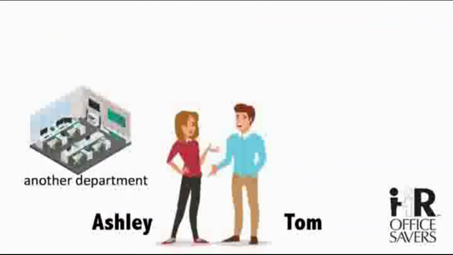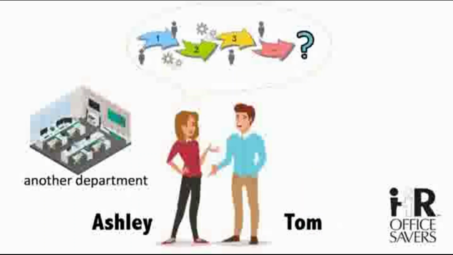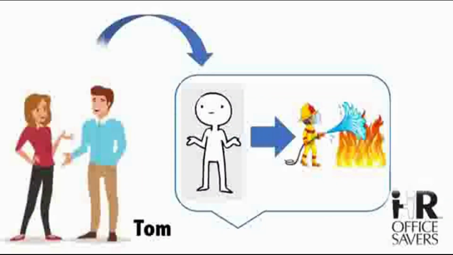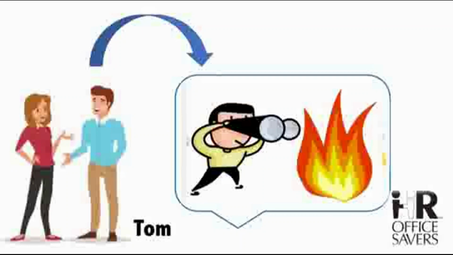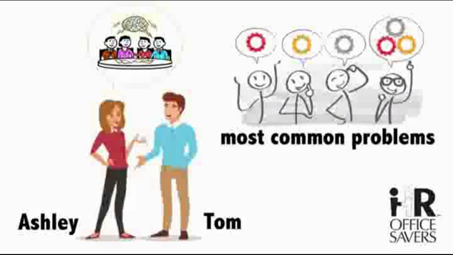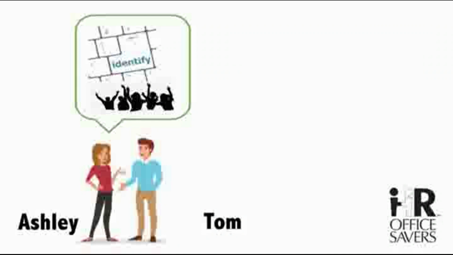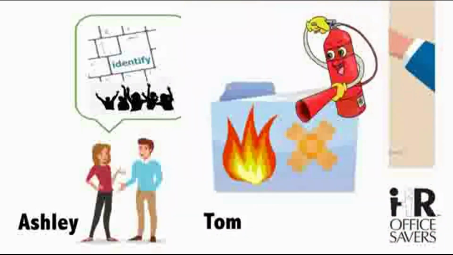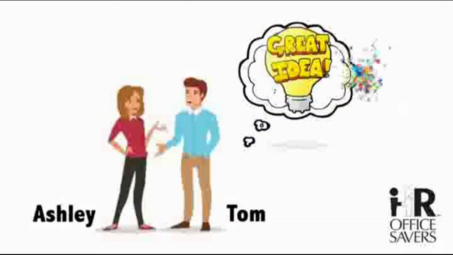His colleague in another department, Ashley, asked Tom what his process was for solving problems. Tom couldn't really tell her, but he said he just looked for the most pressing need and took care of it. Ashley suggested that he get his team together and brainstorm a list of their most common problems. They could then identify the underlying issues and create plans to solve them permanently, rather than just managing crisis after crisis as each came up. Tom thought this sounded like a good idea.